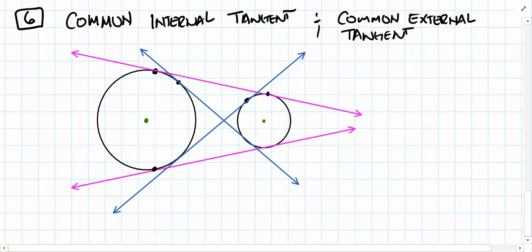So if you had to guess, which ones are the common internal tangents, and which ones are the common external tangents? What do you think? Yeah, Ryan. The internal ones are the ones inside the X, the blue ones. And the external are the ones on the pink line. Yeah, you got it. The pink are the common externals, and the blue are the common internals. Does that make sense to you guys? Yeah? Good.